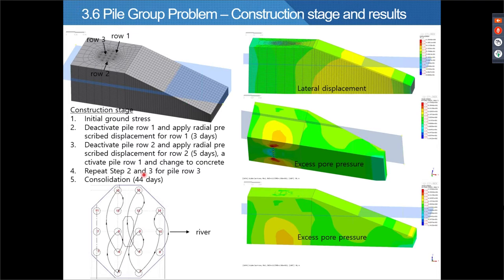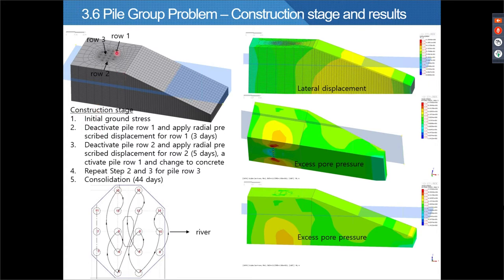The construction sequence is shown in the figure below, following the designated arrow, like this, from pile number 8 to 14, to pile number 10, 2, 9, 5, 16, 13, 1, 8, 4, 15, 12, and so forth. Generally, it can be simplified as installing piles in row number 1, followed by row number 2 and row number 3. The model construction sequence is, first, generate initial ground stress. Remember to deactivate the K0 condition because this is a slope.